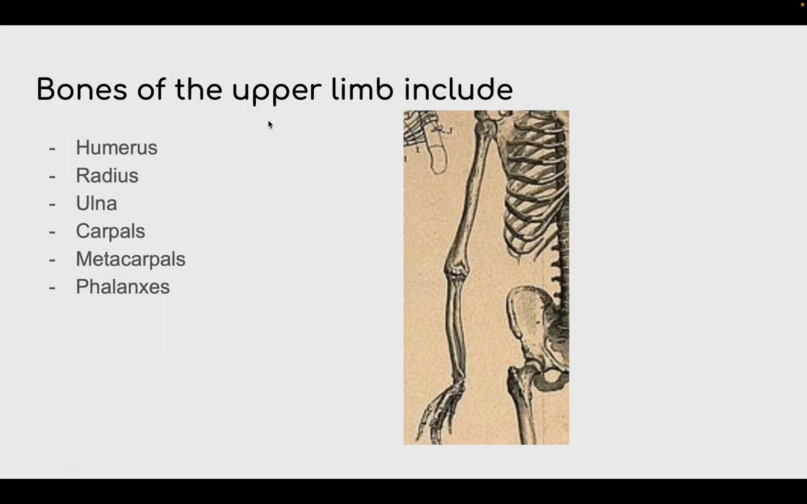Now moving on to the bones of the upper limb. They include the humerus, radius, ulna, carpals, metacarpals, and phalanx, shown here in the picture next to it.